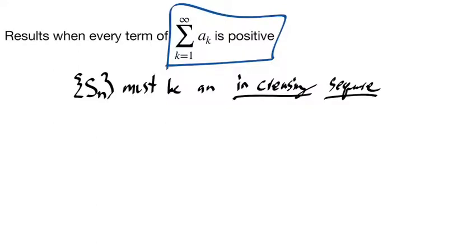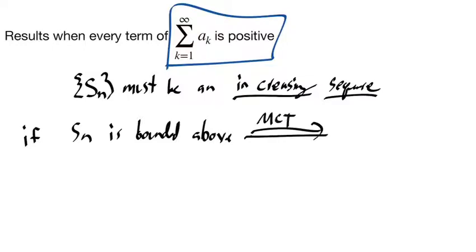Okay, but S sub n must be an increasing sequence. So what we know is that if S sub n is bounded above, well, we have the monotone convergence theorem. The monotone convergence theorem says if it's bounded above and increasing, then it must converge. And so this is a really nice way sometimes to show that things converge: once you know that every term is positive, you don't have to know what it converges to, you just have to show that it's bounded above. And once you show it's bounded above, then you know it must converge to something by the monotone convergence theorem.